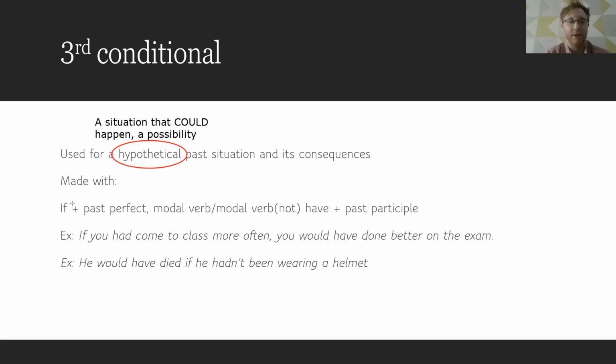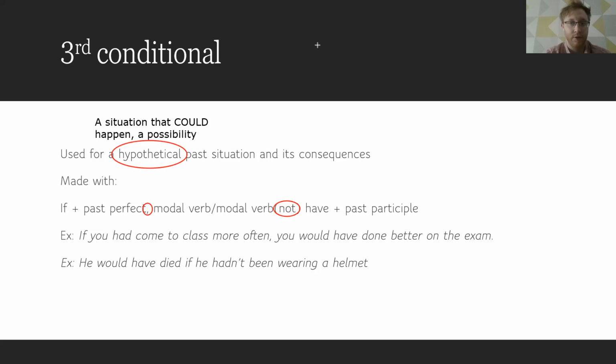So it's made with if plus the past perfect, then the modal verb with have, and then the past participle. And the not right here, that is the negative form. And again, the not can also go after the past perfect verb form as well. So let's look at these examples.